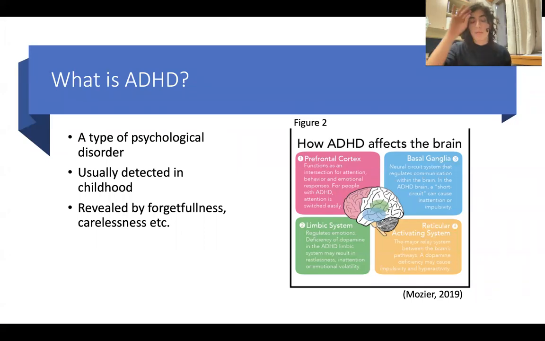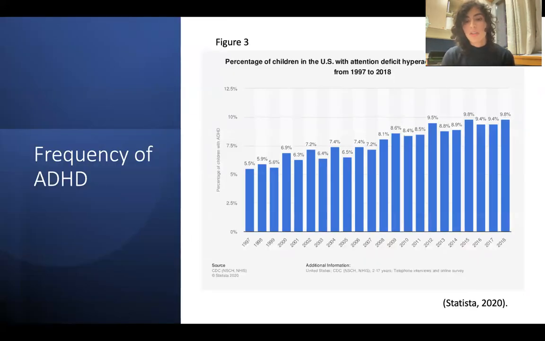This is the main problem of this disorder actually, and it's usually detected in childhood because it's easy for parents to see the problem with their children, because children with ADHD may have problems choosing their direction properly. They cannot choose which is which when it comes to right and left parts. And it's revealed by forgetfulness, carelessness, etc. too in adults.